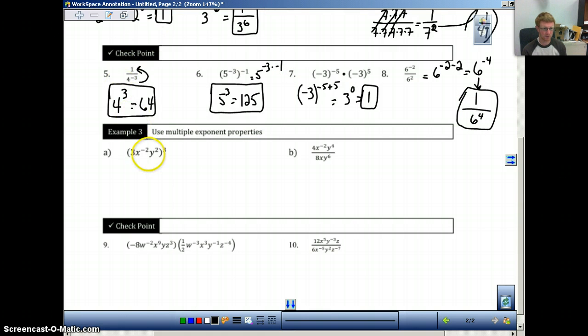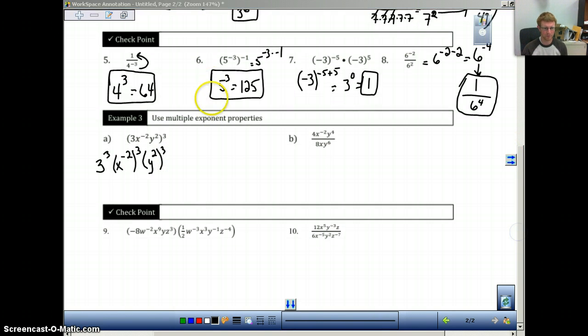Okay, let's look at the next example. So now we're getting into the real complicated problems. If you can do these ones, then you're in real good shape. So the first one, we're going to do, remember, power on the outside will apply to everything on the inside. So 3 to the third power, x to the negative second, to the third, and then y squared to the third. Okay, and then again, we will just simplify these as needed from here.